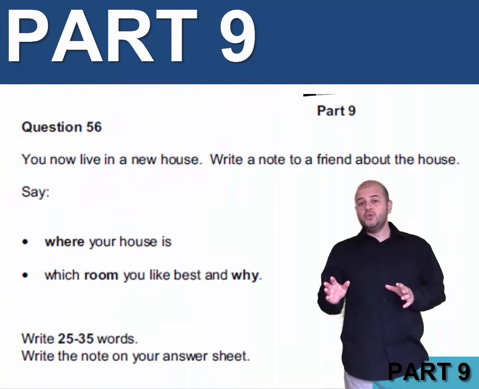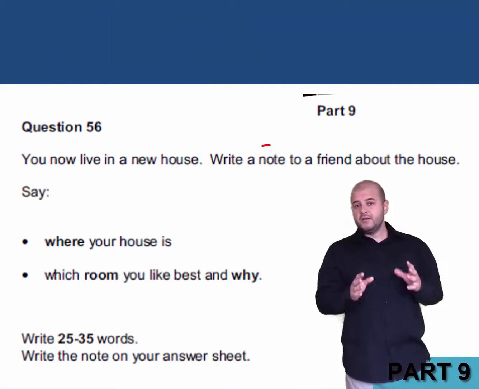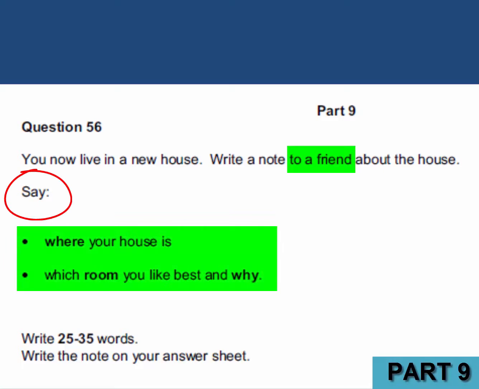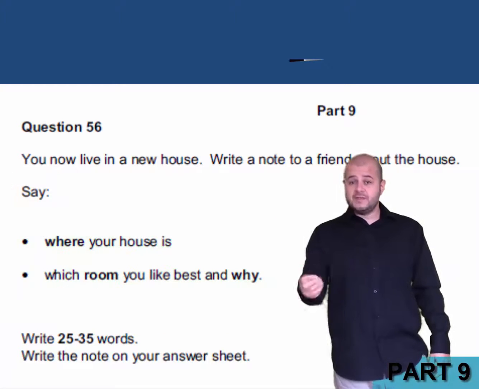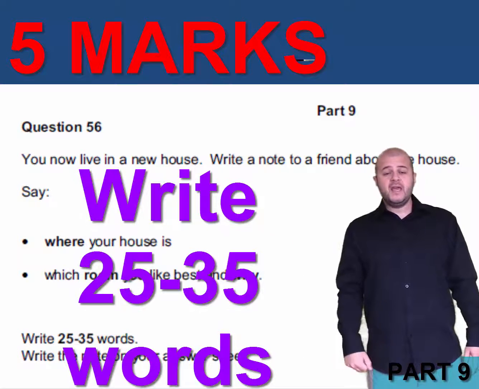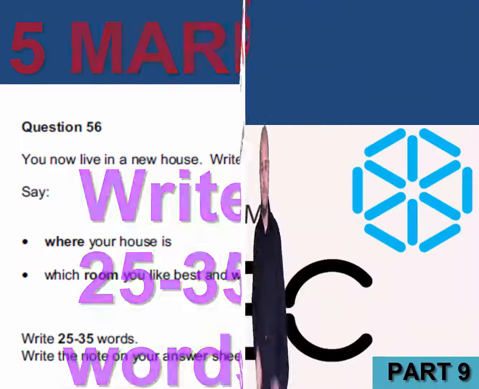In part 9, you have to write a short message, email, note, or postcard. The instructions tell you who to write to and what to say. So don't forget to include this information. You get 5 marks for this part, and you have to write between 25 and 35 words.